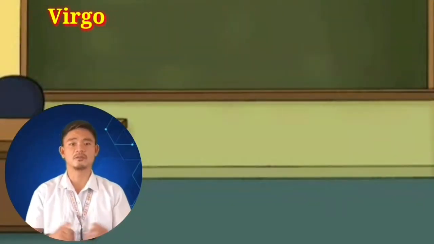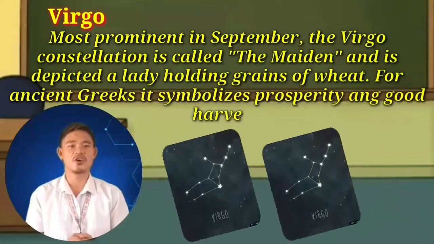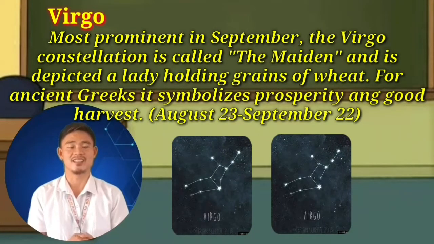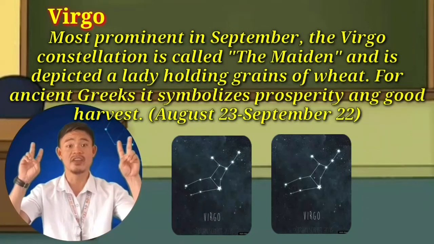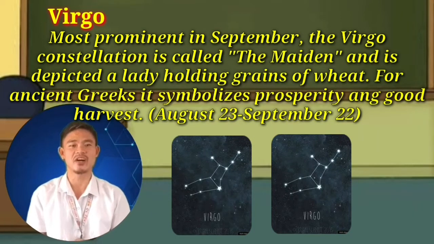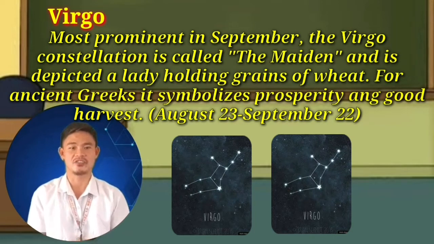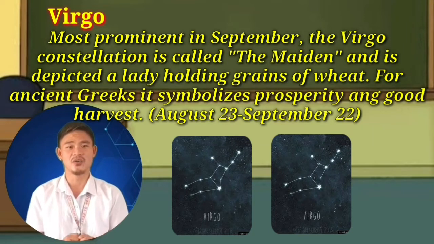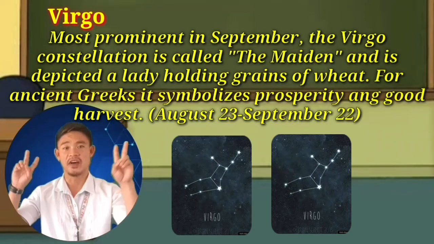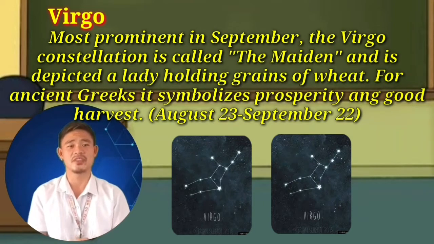Alright, Virgo. Most prominent in September, the Virgo constellation is called the Maiden. Virgo meaning the maiden, and is depicted as a lady holding grains of wheat. For ancient Greeks, it symbolizes prosperity and good harvest. Again, Virgo meaning the maiden. And this constellation falls between August 23 to September 22.